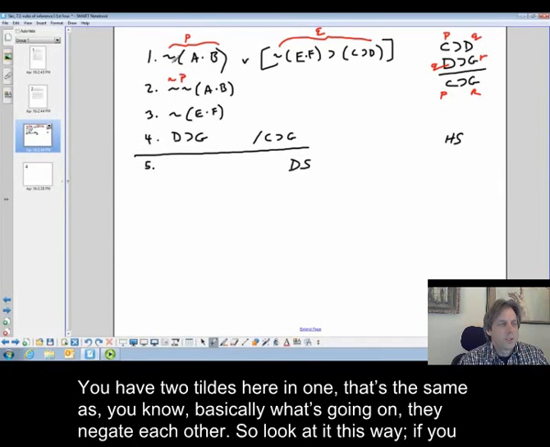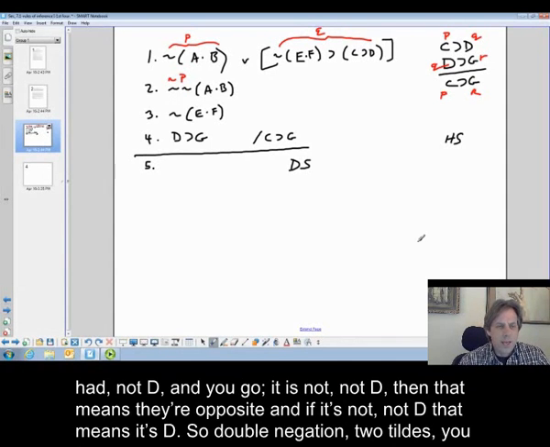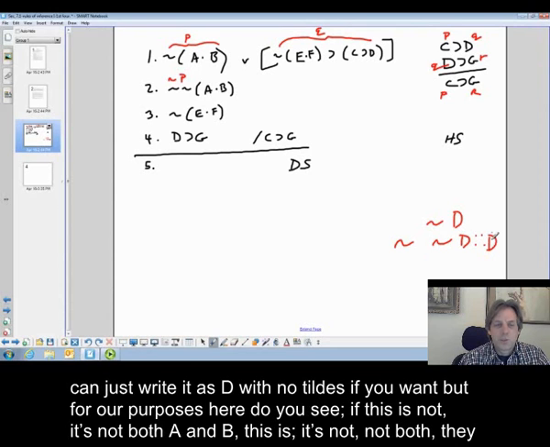You have 2 tildes here and 1. That's the same as, basically what's going on. They negate each other, okay? So look at it this way. If you had not D, and you go, it is not D, then that means they're opposite. And if it's not D, that means it's D, right? So double negation, 2 tildes, you can just write it as D with no tildes if you want.